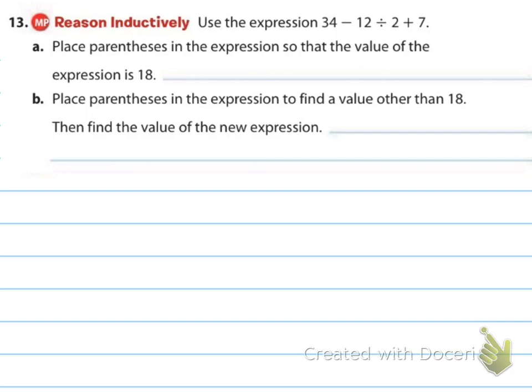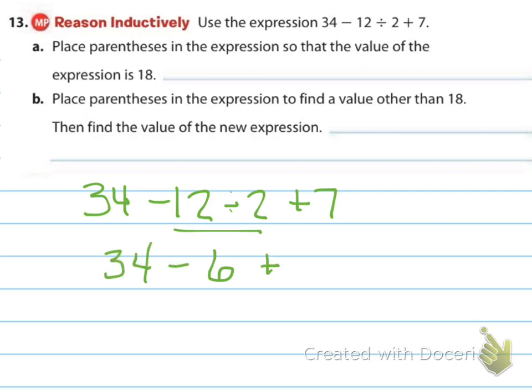So I don't know what the answer is, so I'm going to show you how I would go through my process. First thing I'm going to do is rewrite the equation or expression. And I would kind of experiment. I would say, okay, well, if I'm doing please excuse my dear Aunt Sally automatically without any parentheses, I would be doing 12 divided by 2 first. Then I would be dropping down these. I would do 34 minus 6 and then add 7 to that.